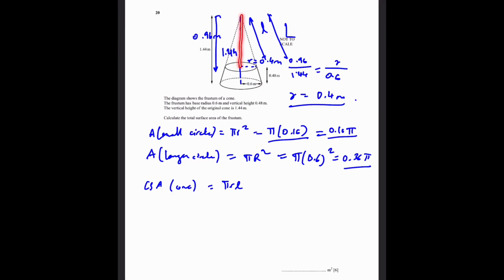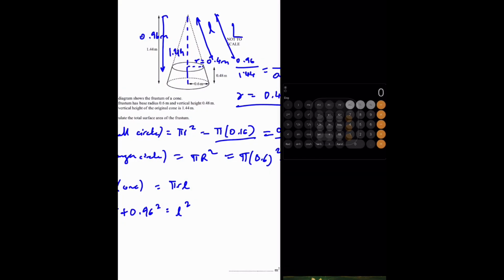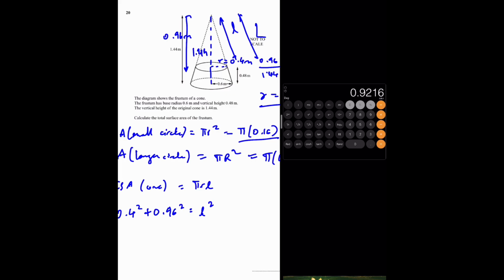So this is 0.96, this is 0.4. So we can say 0.4 squared plus 0.96 squared is equal to l squared, using Pythagoras theorem, a squared plus b squared equals c squared, because this is a right angled triangle. And therefore, we can do this on our calculator. So 0.96 squared is that, and we get plus 0.4 squared. So we get this, and let's take a square root, which is 1.04. So l is 1.04 meters.